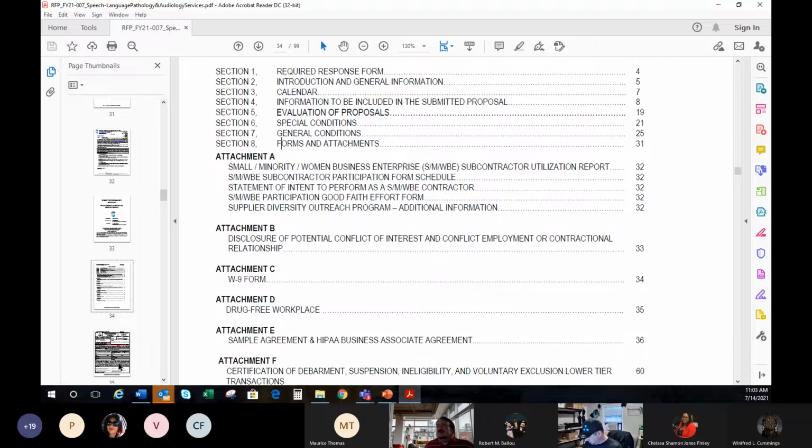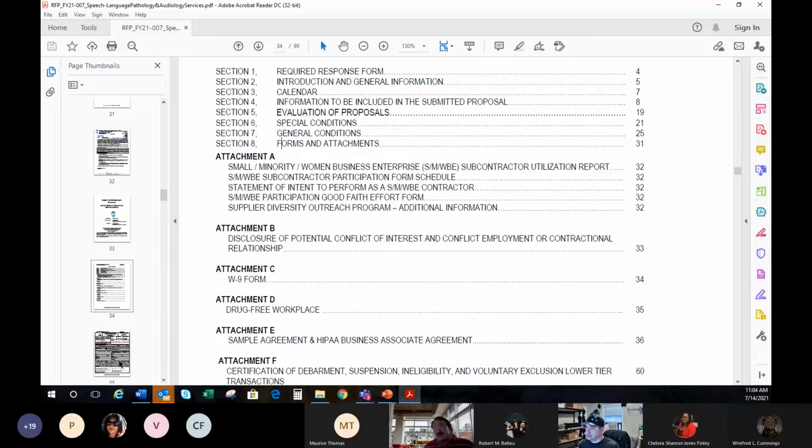Attachment B is very important because this describes any potential interest or conflicts of employment or contractual relationship. Why we need this form filled out: say, hypothetically, the person who is submitting the bid has a relationship with the purchasing agent. That's not good. So if you have that type of potential conflict, you would fill out that form and list the person.